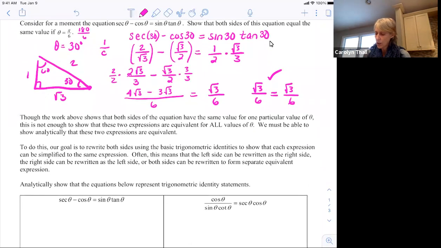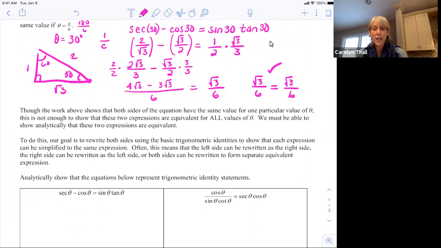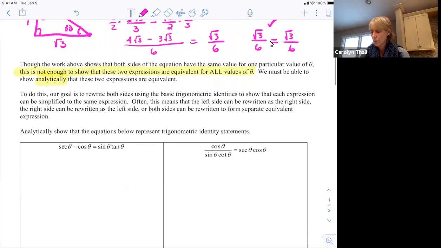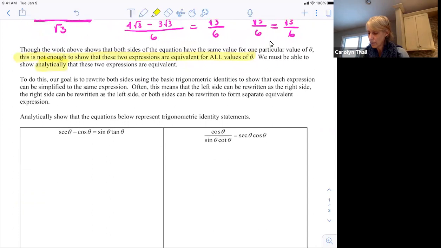Now, the above work shows that both sides of the equation have the same value for one particular value of theta, but this is not enough to show that these two expressions are equivalent for all values of theta. We must show analytically that these two expressions are equivalent. So how do we do this? Our goal is to rewrite both sides using basic trig identities and show that each expression can be simplified to the same expression.